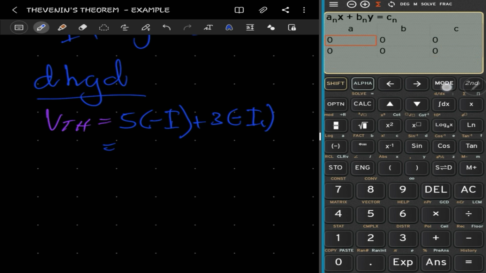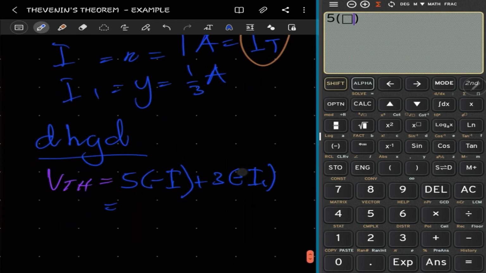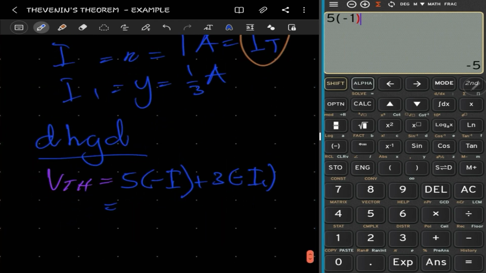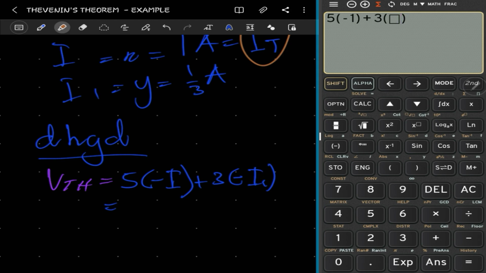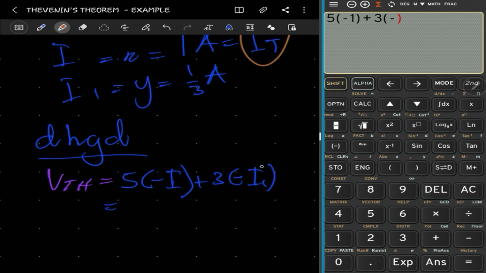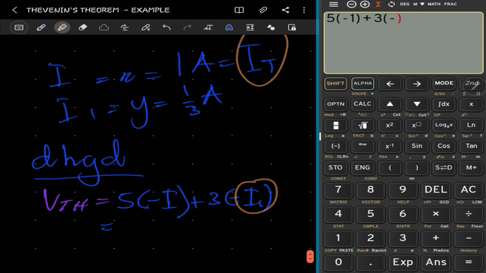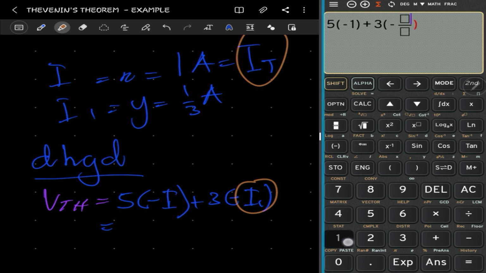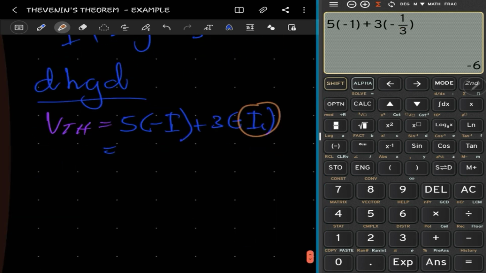So VTH will be 5 into bracket minus I. No, I is 1, so minus 1. Then we have plus 3 into brackets minus, and then we have I1. And we have I1 to be 1 on 3. So that's 1 on 3. Right. And that gives us a VTH of what? Minus 6, right, volts, right?